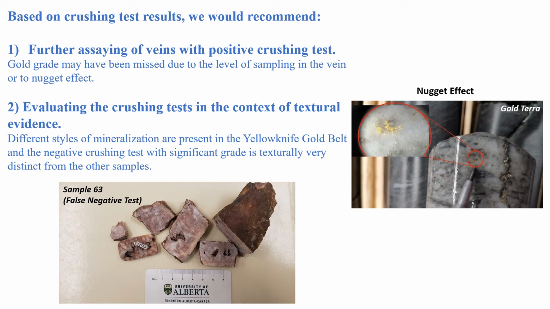I also would like to talk about the 1 false negative test. We should not forget that this test must be applied to orogenic type mineralization only, and different types of mineralization are also present in the Yellowknife greenstone belt. As can be seen in this figure, texturally this sample is very distinct from other samples, which could be a result of a different gold mineralization.